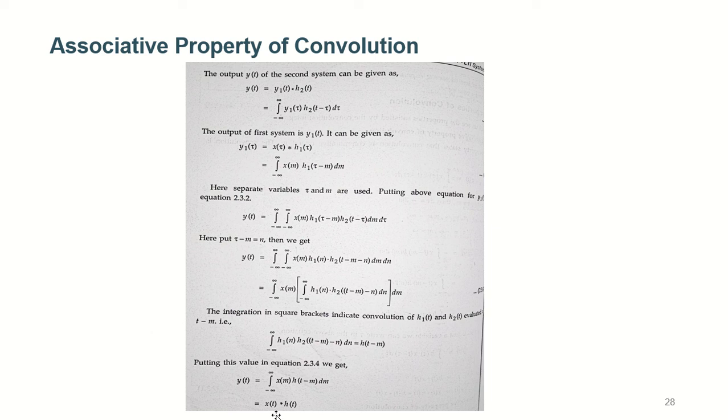So what we will get is y of t equal to the integral from minus infinity to infinity of x of m, and h of t minus m for this whole term, dm. So see again, what is it? It is nothing but my convolution formula, x of m h of t minus m dm. So it is the same again, my convolution formula. So can't we write y of t is equal to x of t convolution h of t?